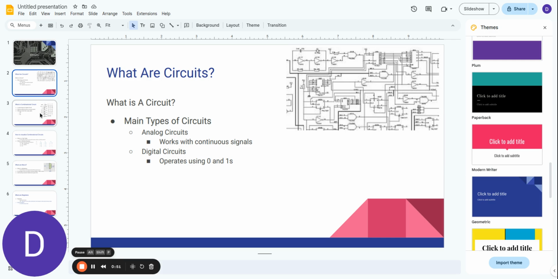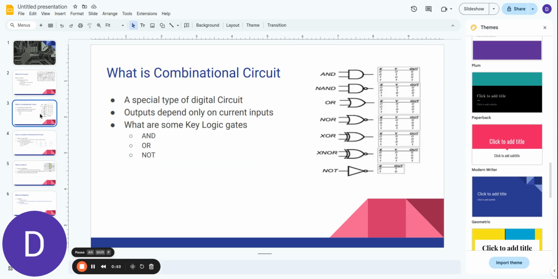When describing circuits, one of the key ones we'll be talking about is combinational circuits. One of the ways to describe them is by using a truth table. A truth table simply lists all possible input combinations and their corresponding output values for a circuit. This makes it easy to understand how a circuit behaves with different inputs.